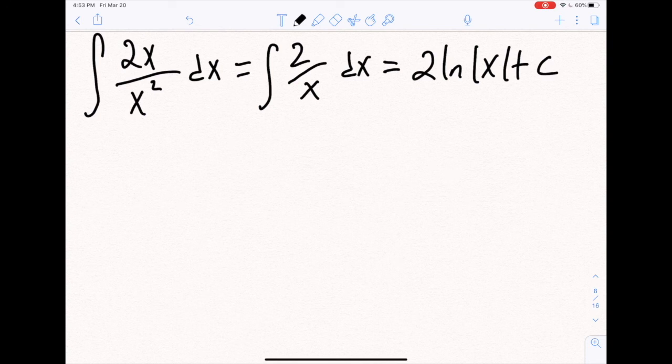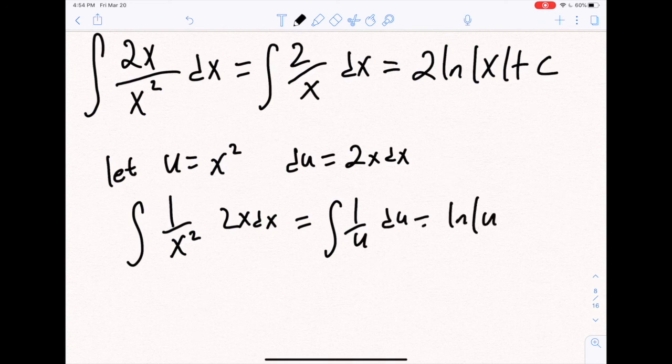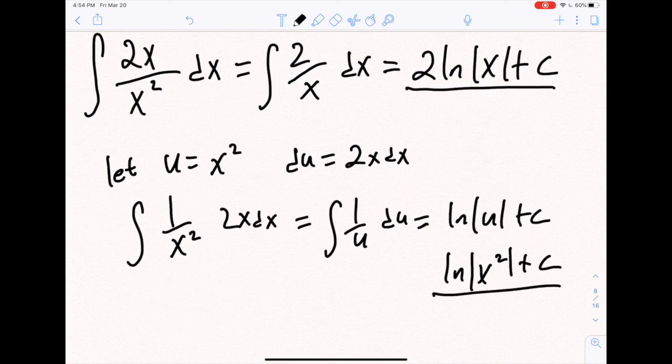The other way to try and solve this is to let u be the bottom part, be x squared, and then du equals 2x dx, and so we're left with the integral of 1 over x squared times 2x dx, which is just the integral of 1 over u du, which is the natural log of the absolute value of u plus c. But remember, u is x squared, so that gives us the natural log of the absolute value of x squared plus c. And remember, these 2 answers are the same. 2 times the natural log of x is the same as the natural log of x squared. That's just one of the rules of logarithms.